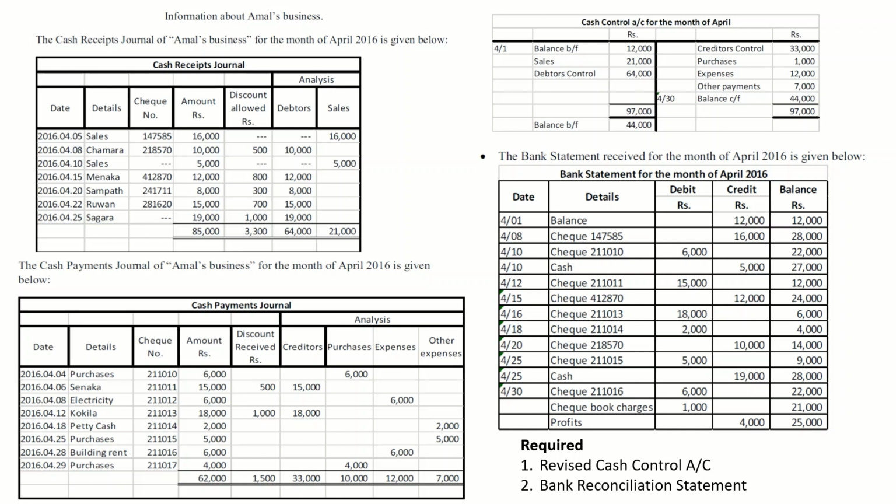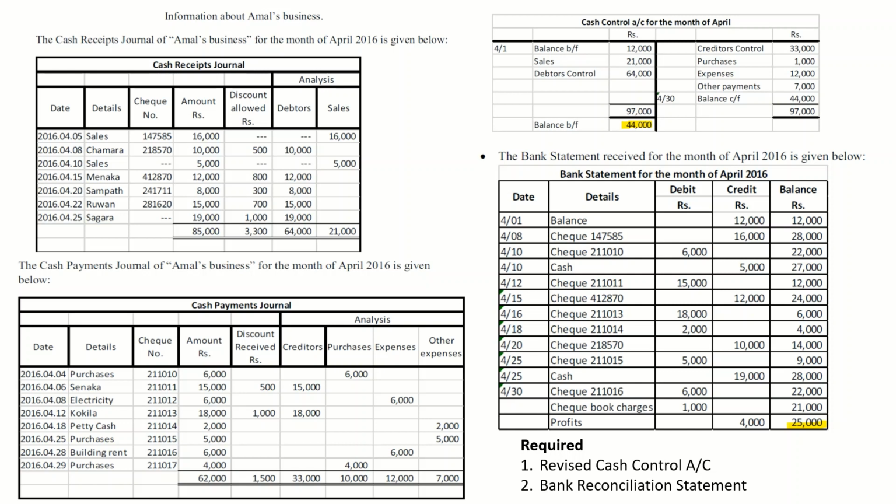Now let's focus on a question given. Here the receipt journal, payment journal, cash control account and the bank statement of Amal's business are given for the month of April 2016. The requirement is the revised cash control account and the bank reconciliation statement. As you can see here, the balance as per the cash control account is rupees 44,000, but the balance as per the bank statement is rupees 25,000.